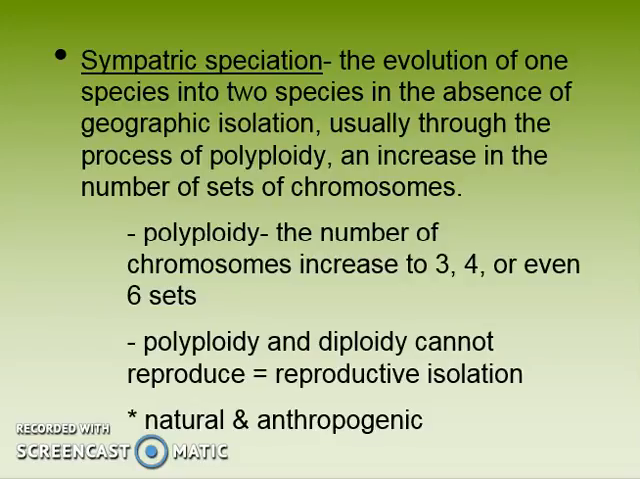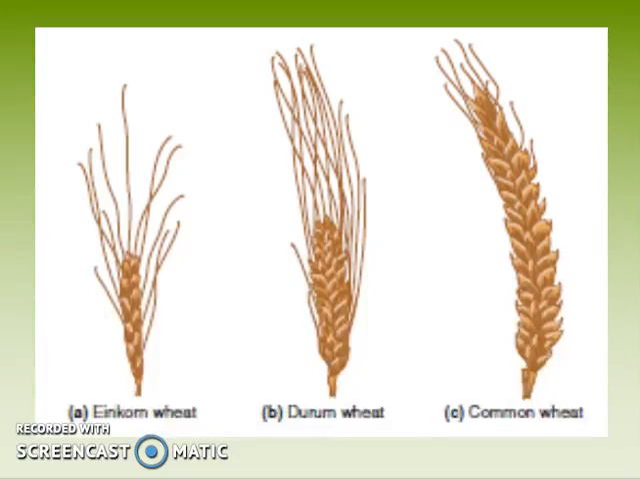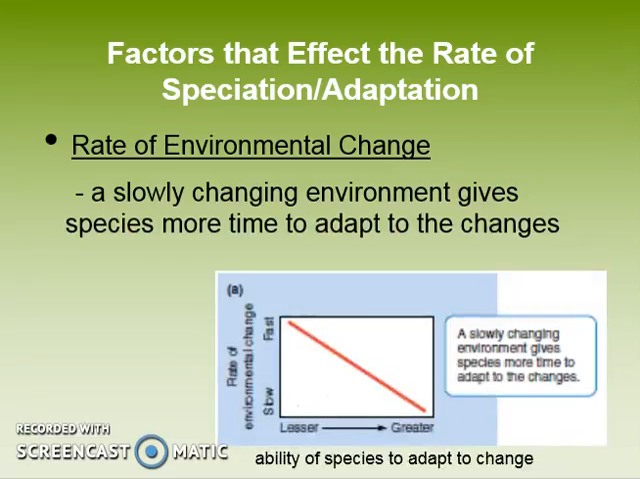This can happen naturally, but it can also happen anthropogenically, which means human caused. We do this a lot with agriculture. We've done this with wheat. These are the examples of wheat, and the difference is that one is diploid and then you get polyploidy, you get more sets. So we've done that, and then they become reproductively isolated.